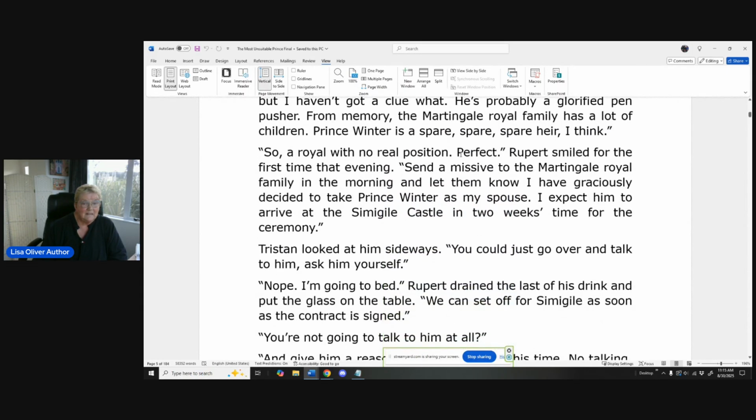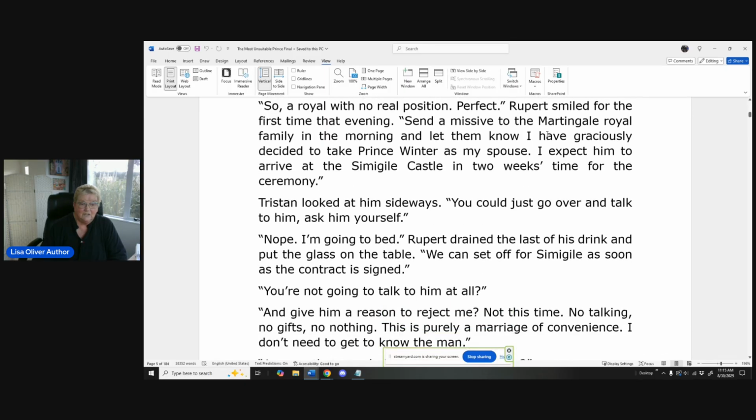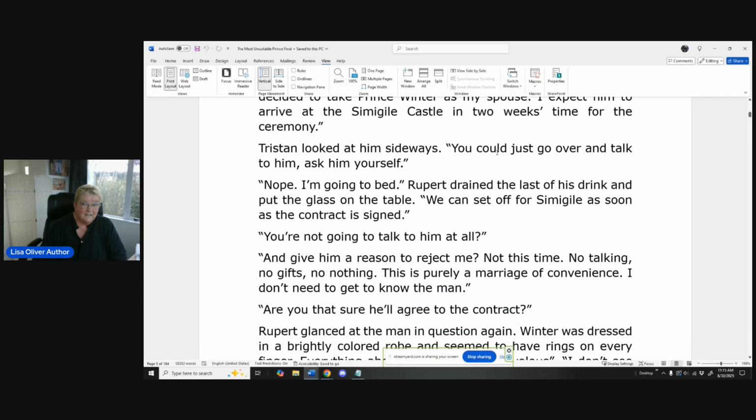And so Rupert says, right, he's fine. He's a spare heir. He's of no importance, no consequence. As far as Rupert's concerned, that's fine. Send a missive to the Martingale royal family in the morning and let them know I've graciously decided to take Prince Winter as my spouse. I expect him to arrive at the Simmergall Castle in 2 weeks in time for the ceremony. And Tristan, give him his credit, just sort of says, you could just go over and talk to him and ask him yourself. But nope, Rupert's had enough of it. I'm going to bed.